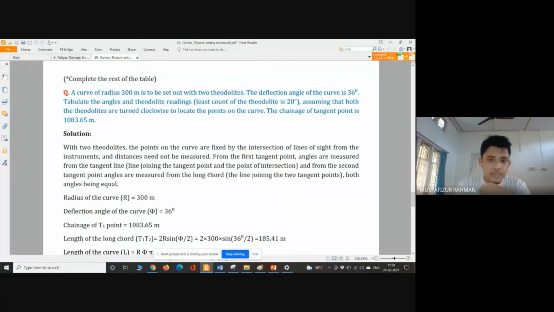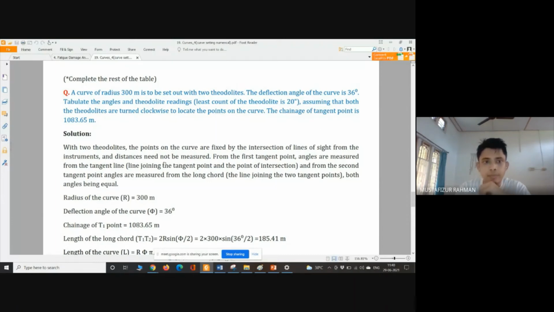So then again, we have another numerical. Here we have a curve of 300 meters. Now we are asked to set this out with 2 theodolites. In the earlier one, we were using only 1 theodolite, or only 1 angle measuring equipment, that was either at the T1 point or the T2 point. Here we are using 2 theodolites. Deflection angle of the curve is given. We have to tabulate these readings. Here the least count of the theodolite is given as 20 seconds, and we are assuming that both the theodolites are turned clockwise. Okay, we'll see.